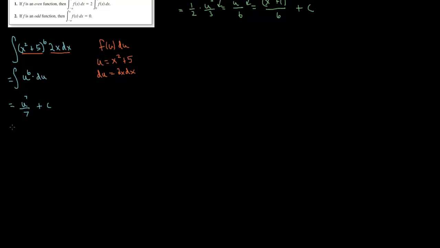And then of course the last step is that we just want to write our final solution in terms of x's. So we have x squared plus 5 to the 7th power over 7 plus c. And now, how would you check yourself? I've said this before.